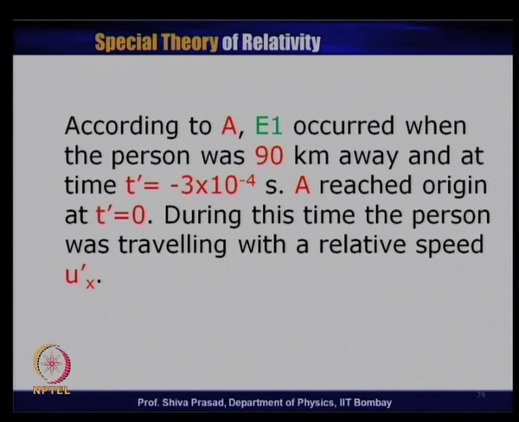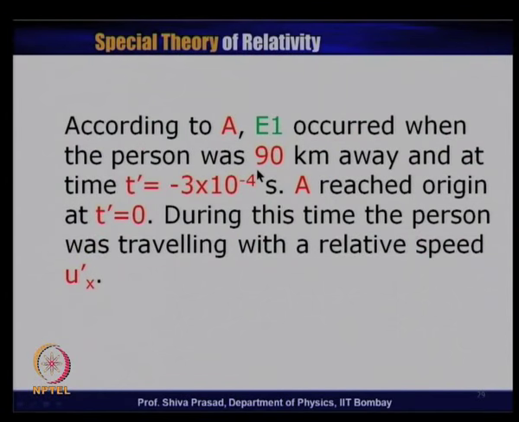According to A, that is the ambulance person, event number 1 occurred when the person was 90 kilometers away at time t prime equal to minus 3 into 10 to the power minus 4 seconds. Remember, these were the coordinates of event number 1 in the ambulance frame. So the distance of the person who had sent the light signal was 90 kilometers, but the time in the watch of the observer sitting in the ambulance was minus 3 into 10 to the power minus 4 seconds.